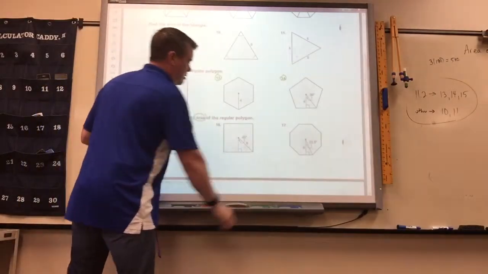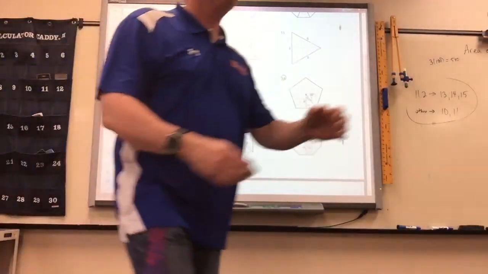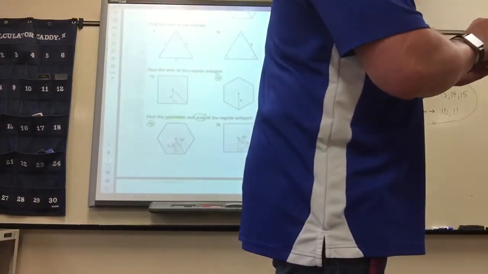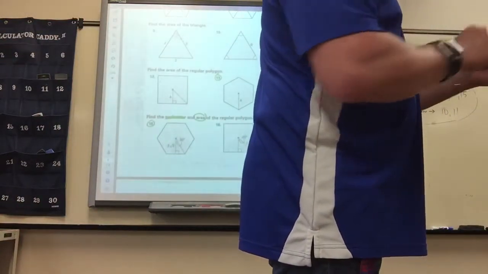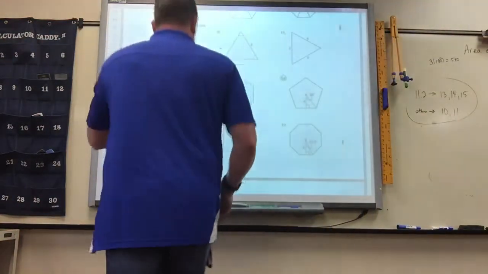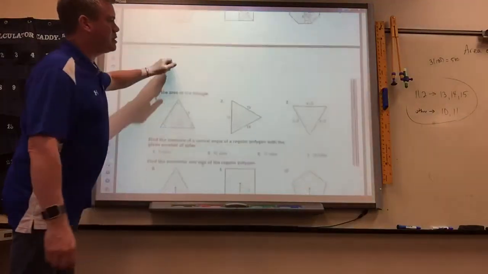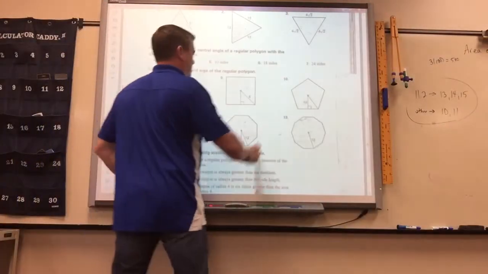How do I get this out? How do I get that out? Go to quit, if that ever shows up. And then on the next page, all you gotta do is 10 and 11.